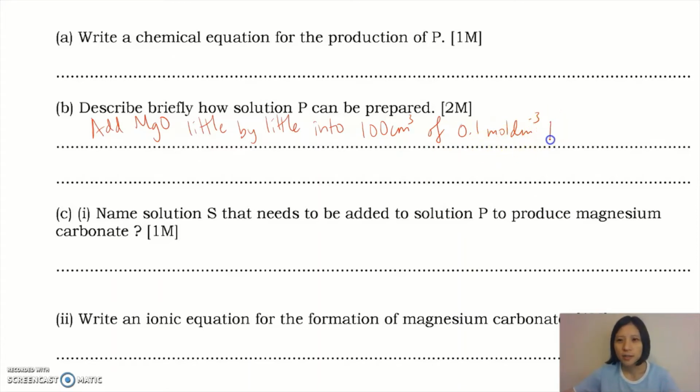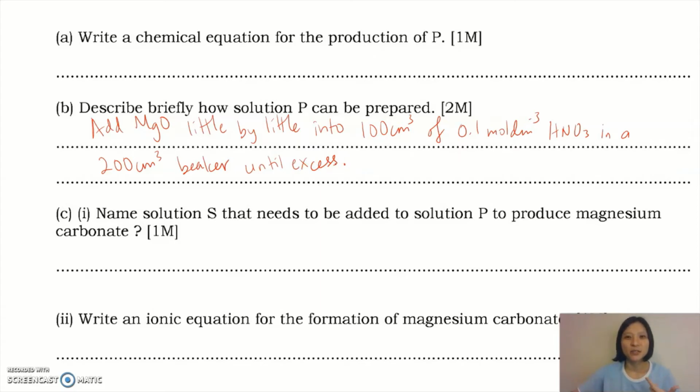Nitric acid in a 200 cm³ beaker. Because we are using 100 cm³, you cannot use a test tube. So we use a beaker, and the beaker should be the 200 cm³ or 250 cm³ beaker that we normally use in the lab. And we add this MgO little by little until excess. So that's 1 mark.